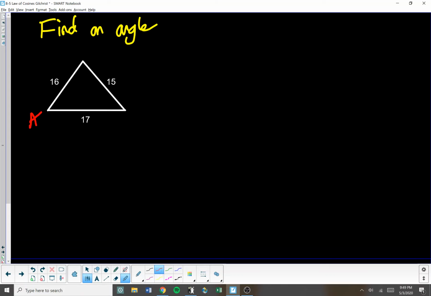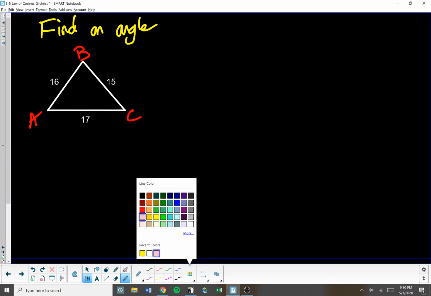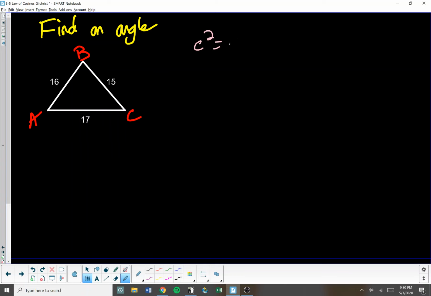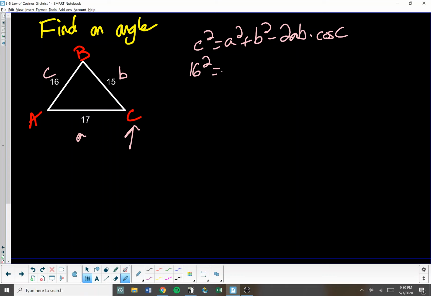Let's just call this side A, this side B, and this side C. Well, since I set it up that way, then that'll be the labels I'm going to stick with. So when I set up the equation, C squared equals A squared plus B squared minus 2AB times the cosine of C, I'm just going to work with this angle C. So that's the angle I'm going to find. That means this is side C, this is side A, this is side B. So 16 squared is my C squared. That equals 15 squared plus 17 squared minus 2 times 15 times 17 times the cosine of angle C, which we don't know.